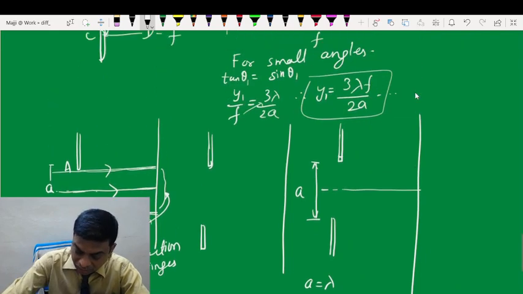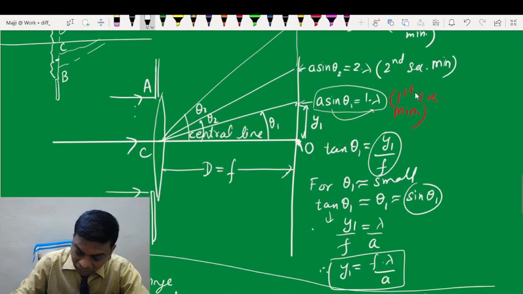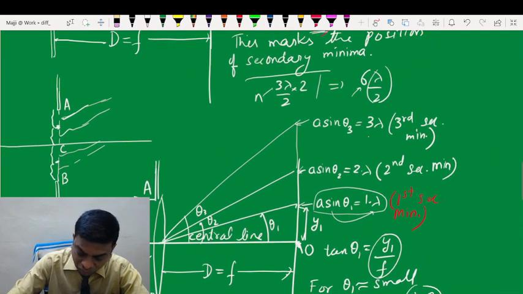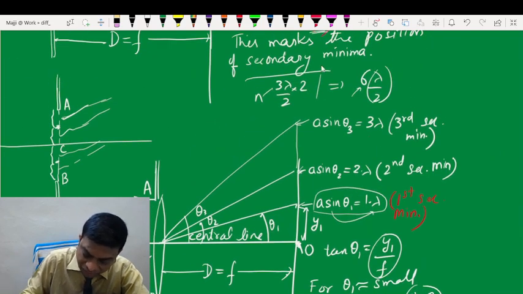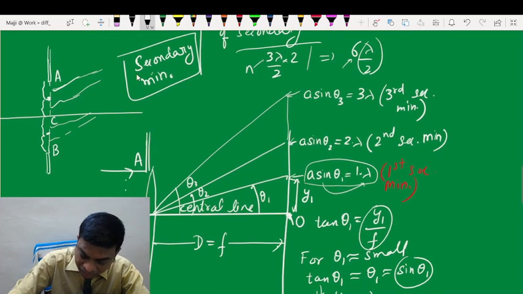Okay. Now try to understand, students. Just now we saw what happens if A is equal to lambda. We were discussing the position corresponding to secondary minima here. We were discussing the concept of secondary minimum. So what happens here?